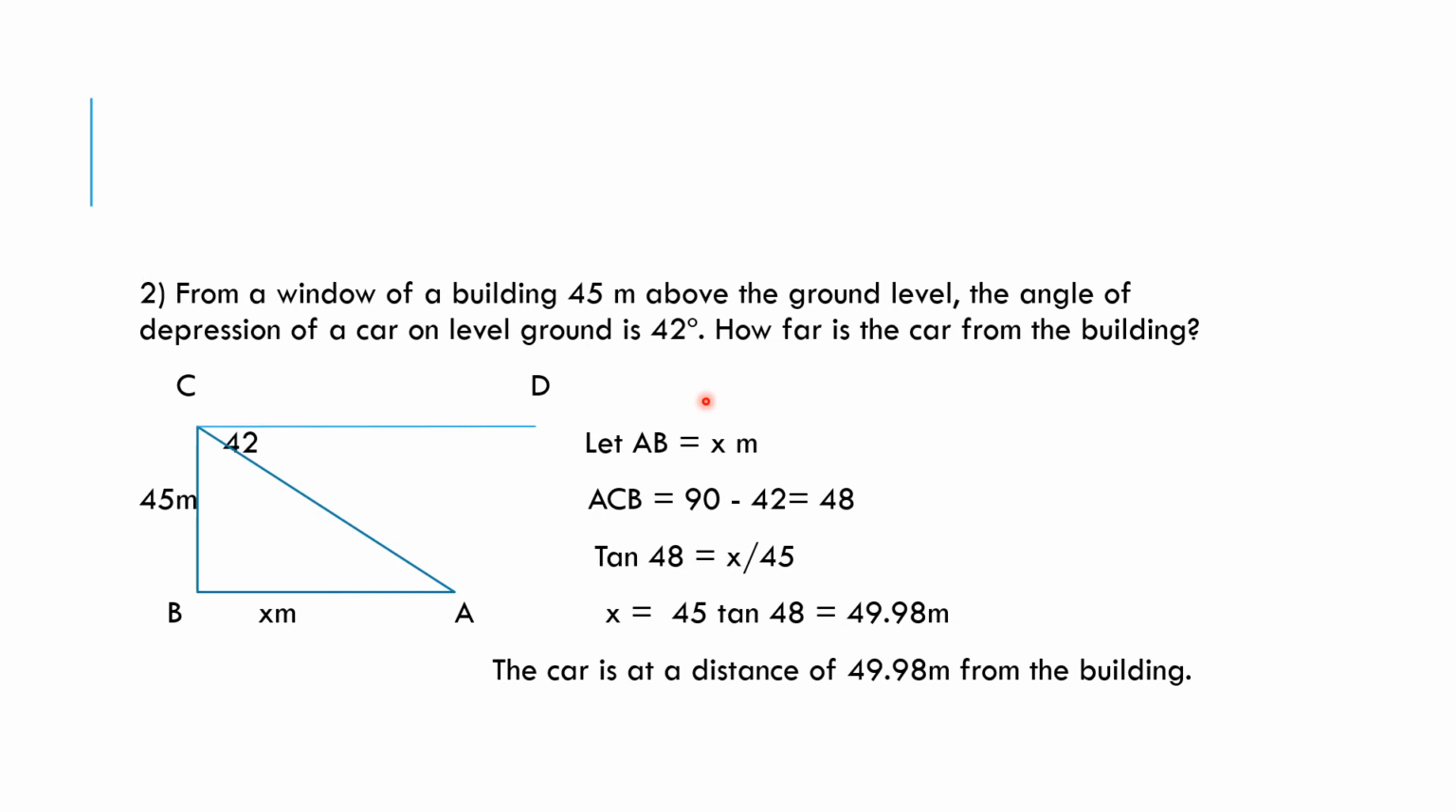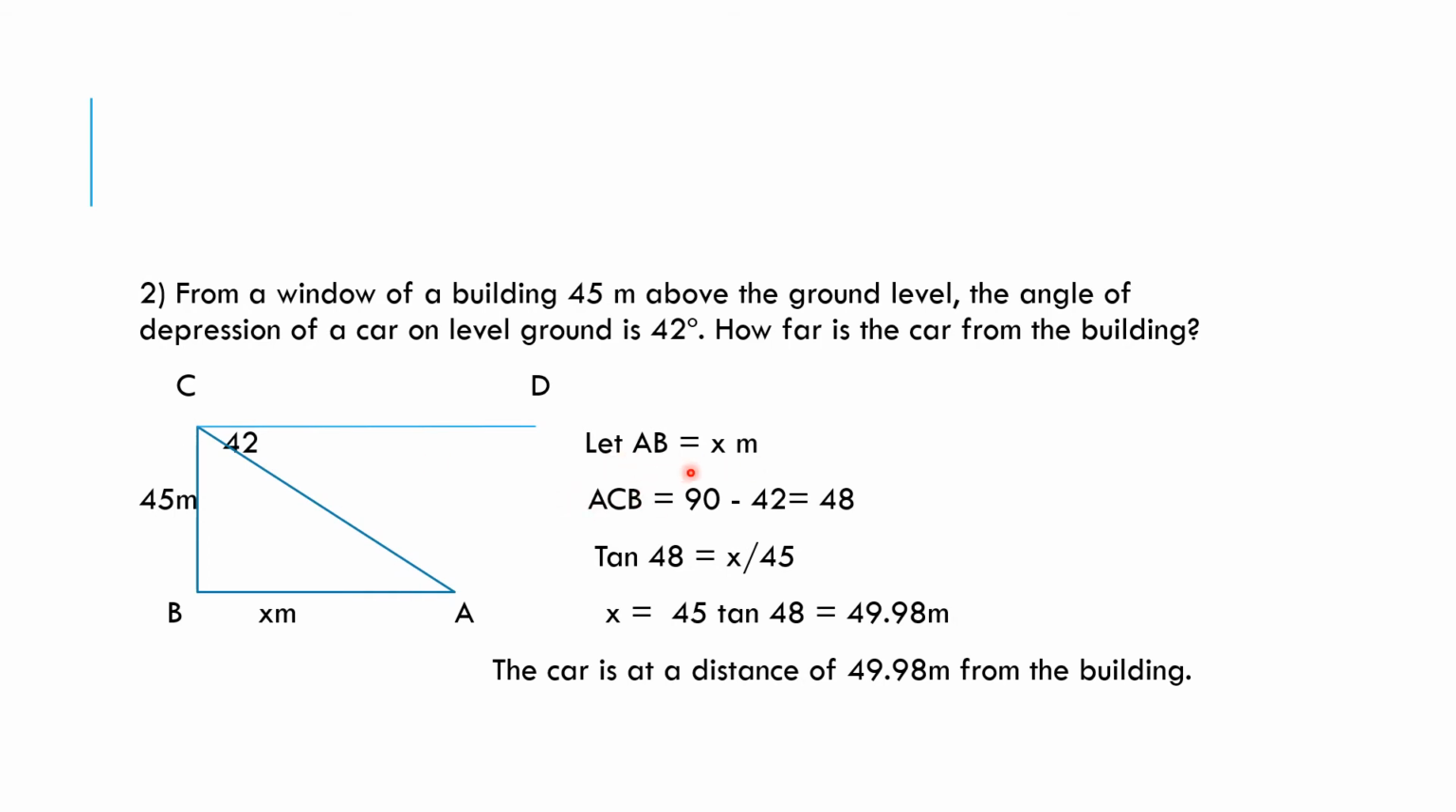So in the diagram, A represents the car, BC represents the height of the building, where C is the point of observation, and angle ACD is 42 degrees. It's basically the angle of depression.